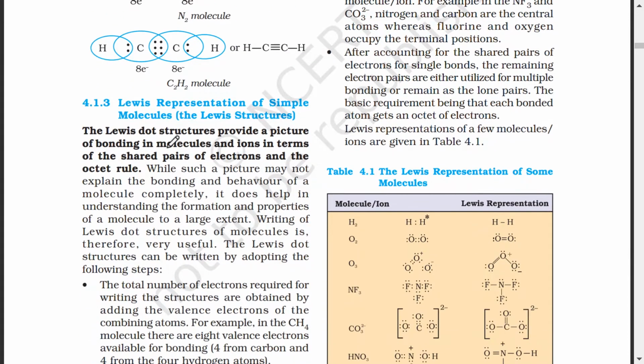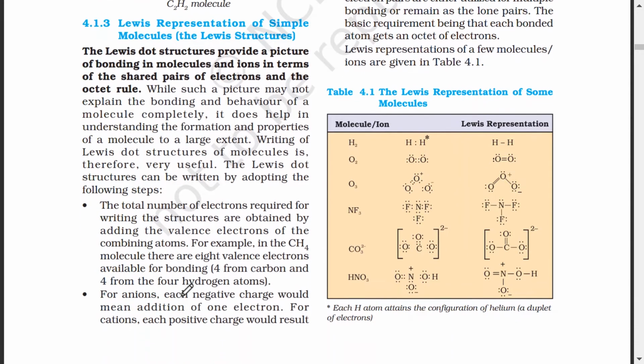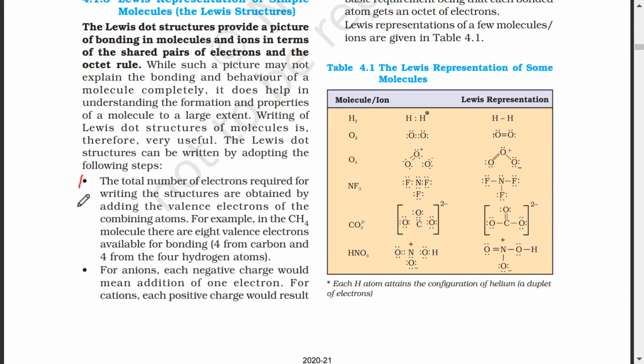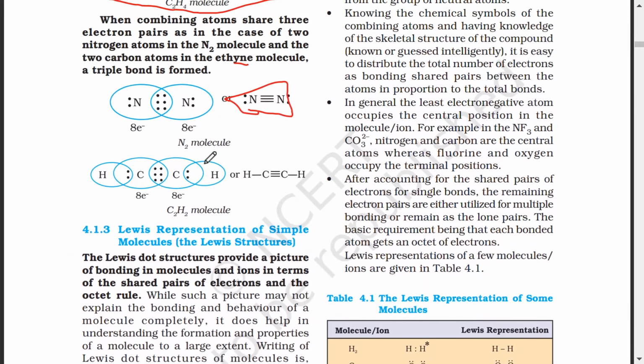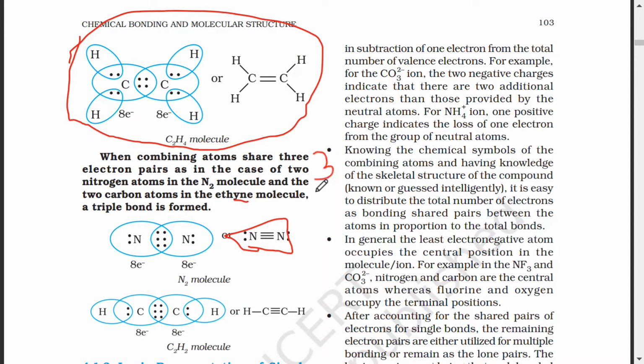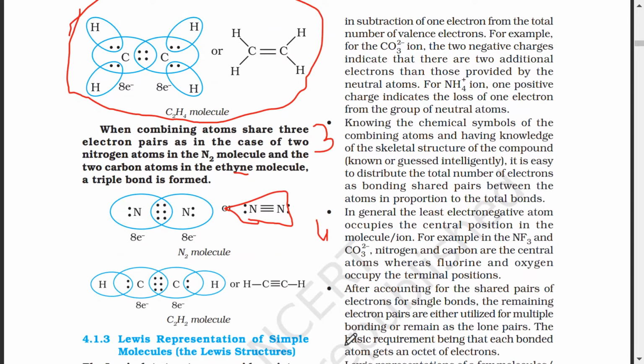Lewis representation of simple molecules. The Lewis dot structure provides a picture of bonding in molecules and ions in terms of shared pairs of electrons and the octet rule. While such a picture may not explain the bonding and behavior of a molecule completely, it does help in understanding the formation and properties of a molecule to a large extent. Writing the Lewis dot structures of a molecule is therefore very useful. The Lewis dot structures can be written by adopting the following method. These are the steps which you need to keep in mind before making a Lewis dot structure, and it is very important from the IIT JEE aspect, right?